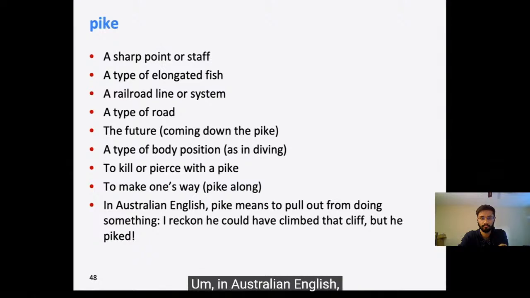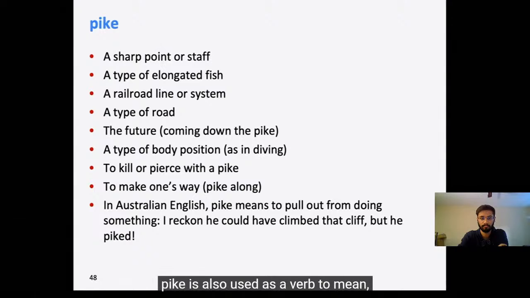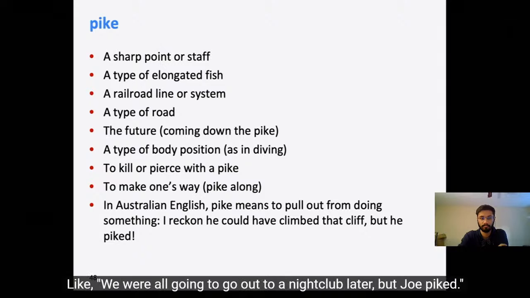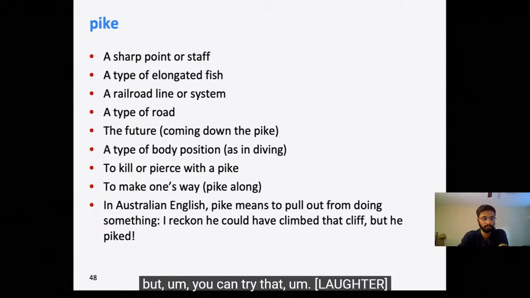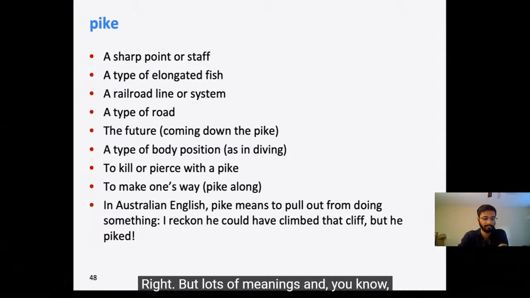There are other meanings. In Australian English, pike is also used as a verb to mean to pull out of doing something. Like, we were all going to go out to a nightclub later, but Joe piked. I don't think that usage is common in this country, but you can try it out. Right, but lots of meanings.